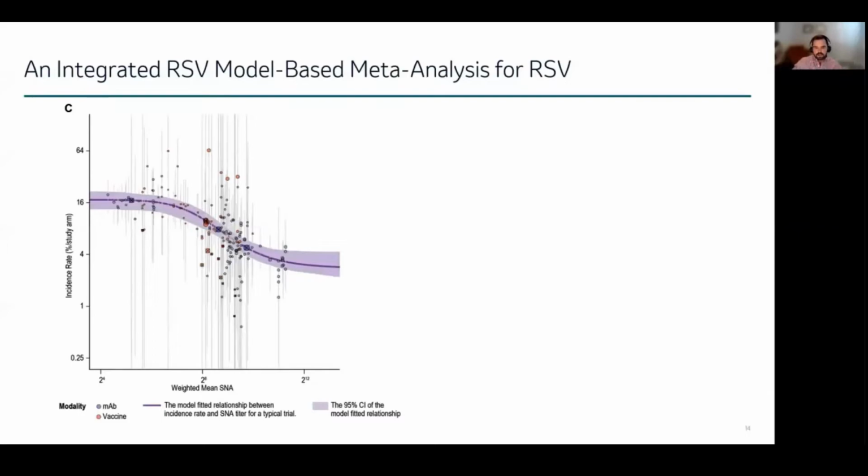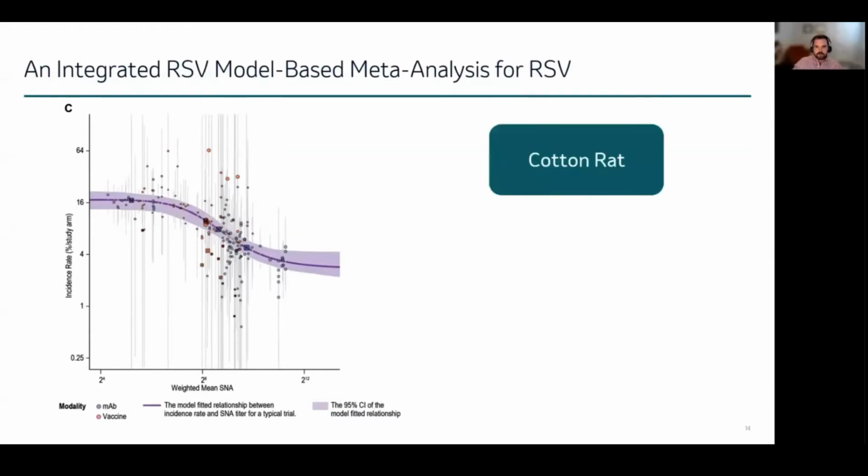And we fit this data using an MBMA model to establish that relationship between these two variables. You could see that model-fitted relationship shown by the purple line here, which really demonstrates that across studies, increasing levels of neutralization titer result in a lower incidence rate of disease.